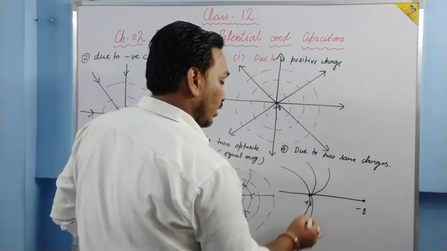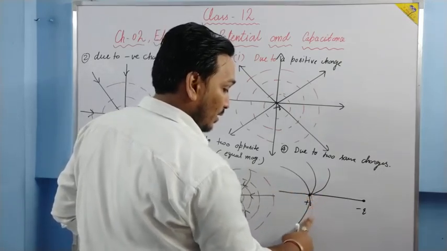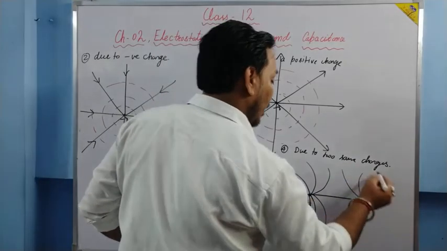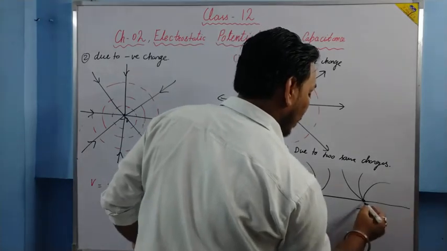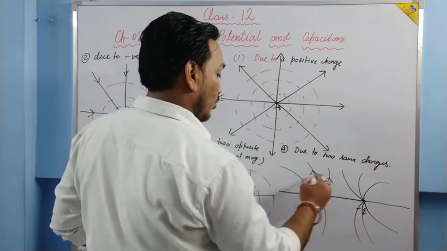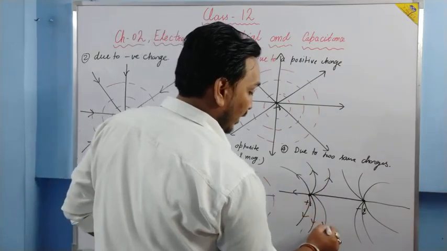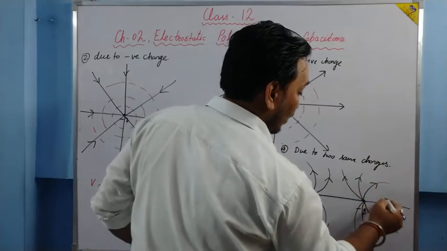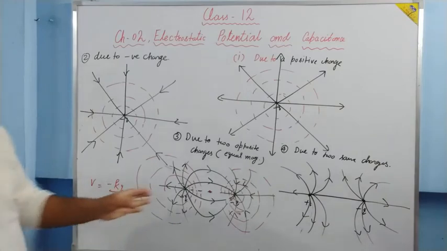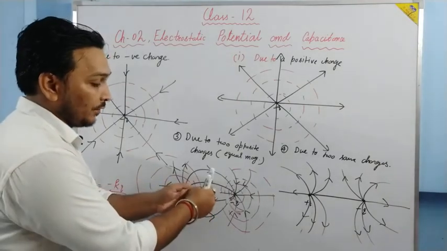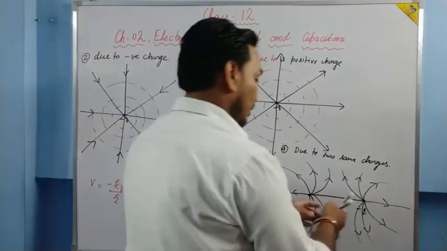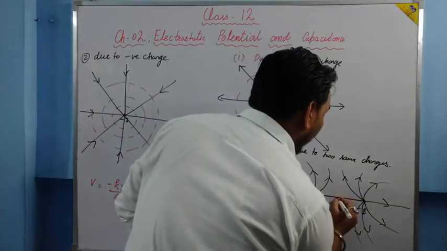We have drawn all the electric field configurations in the last chapter, so we need not worry about electric fields. These are positive charges. If they would have been negative, the arrows would be towards the charge, but here they are away from the charge. Now what will happen? Due to plus minus, the equipotential surfaces shift away from the charge, but due to plus plus charges, they will move towards it, because at the midpoint the potential will be highest.